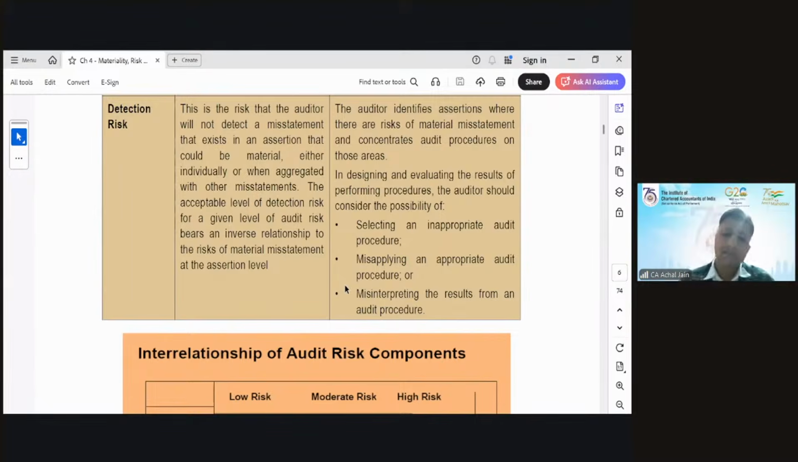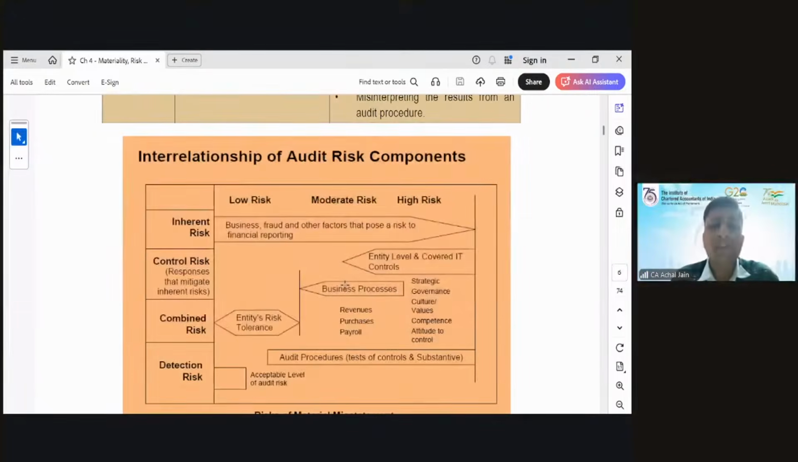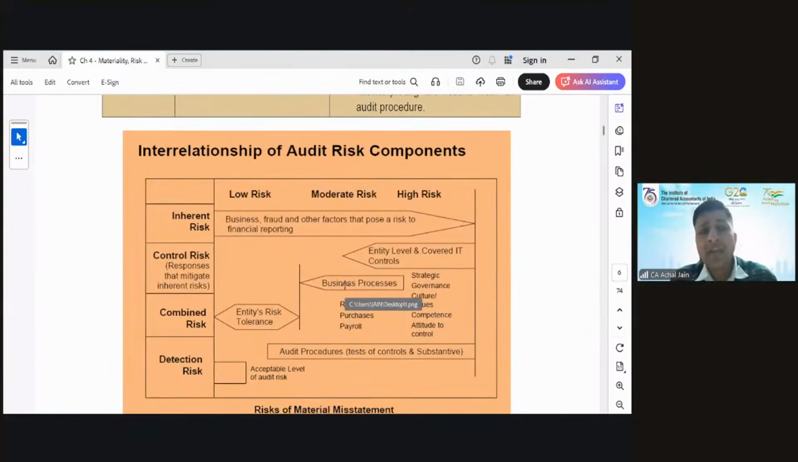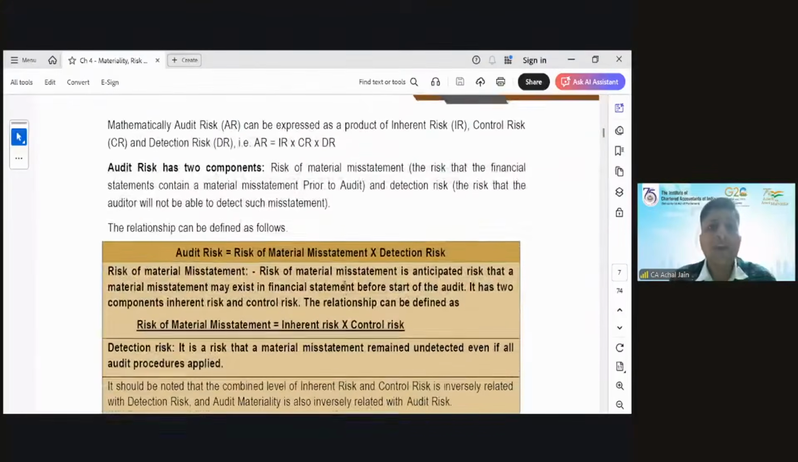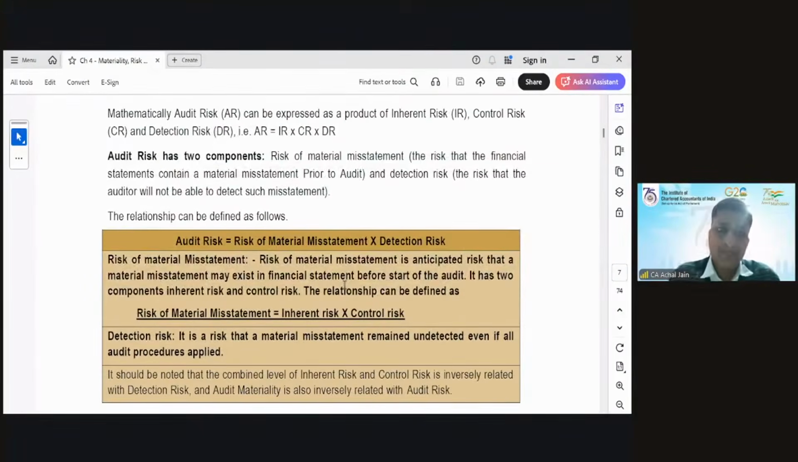So now, in this case, there are three types of risks that we talked about. What is that? Inherent risk, control risk, and detection risk. Mathematically also, at times it is expressed as a product. It's a sort of three things that you look at in terms of assessment of the audit risk.